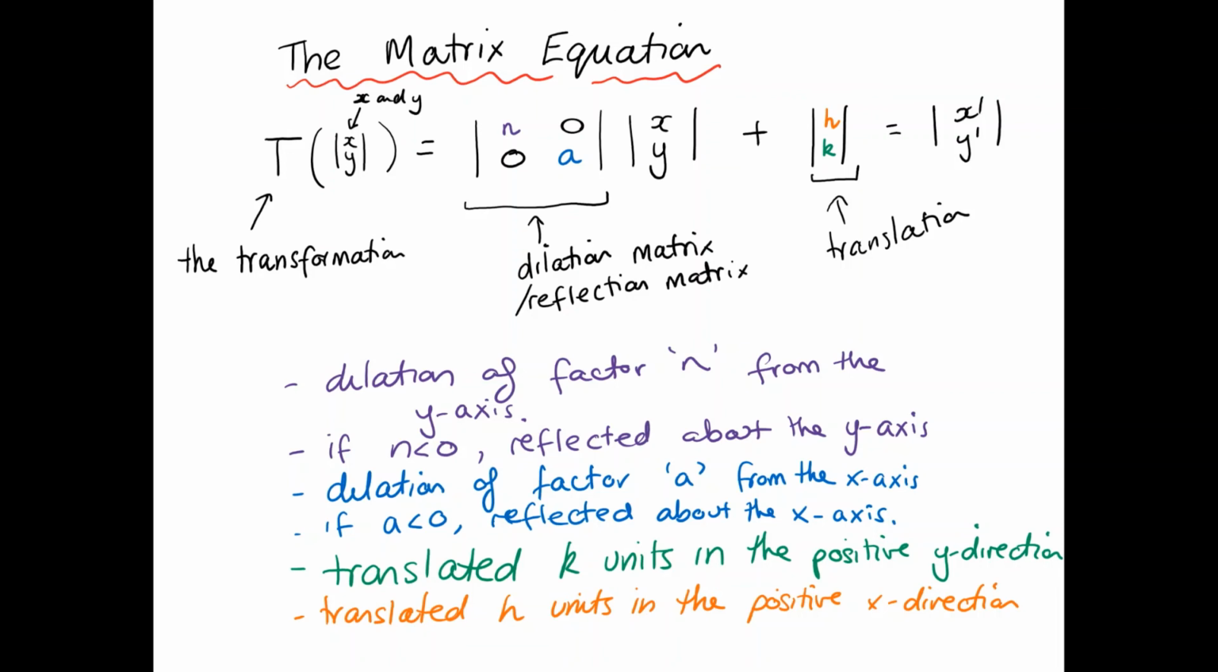Your method for finding the image will be to resolve the matrix equation, let x equal x dash, y equal y dash, so in other words, we're going to solve for x and y, and then sub those into your pre-image and solve for your image.